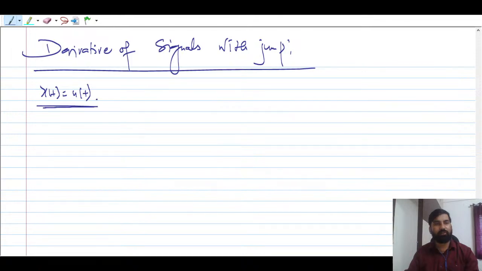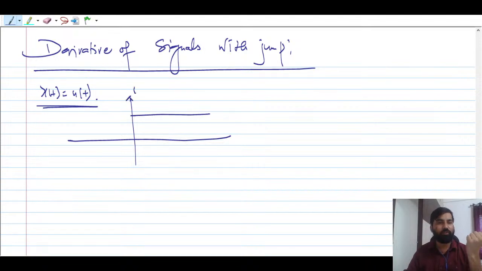Suppose your x of t is nothing but u of t and you want to differentiate it. What will you get? You will get the impulse function, according to the relation between the impulse and the unit step. Remember, suppose this is u of t, which is piecewise continuous. Here, at t equal to 0, it is discontinuous, right?